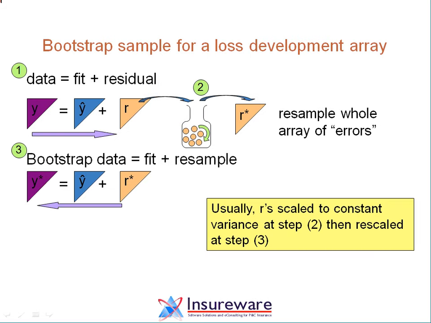What about for a triangle? We have a triangle of values, we have fitted values, we have residuals. We put all the residuals into a flask, and then we create a bootstrap triangle of residuals. So, you take one at random, put it there, put it back in the flask, select another one, put it there, and so on, until you work through the whole triangle. So you have a bootstrap triangle of residuals. You then add those to the fitted values to create a bootstrap sample.